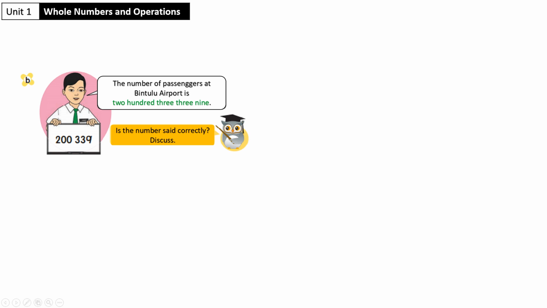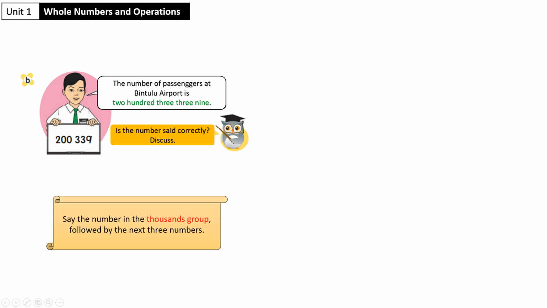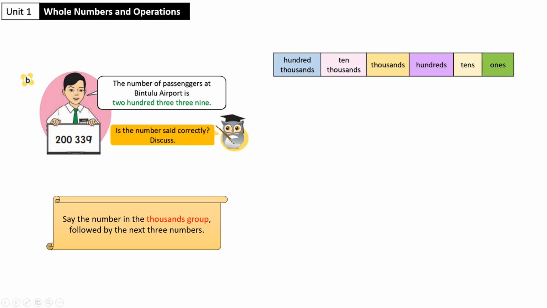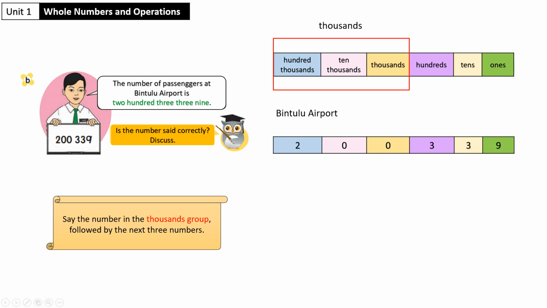Kita sudah belajar untuk menyebut nombor ini, kita mestilah say the number in the thousands group and then followed by the next three numbers. Kita mesti sebut nombor yang berada di dalam thousands group dahulu, barulah diikuti dengan tiga nombor seterusnya. Okay, mari kita semak. These are the place values. This is the thousands group. Bintulu Airport. This is the number in the card numbers. Ini nombor yang berada di card nombor yang murid itu pegang.